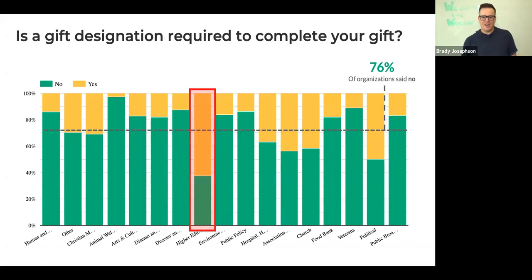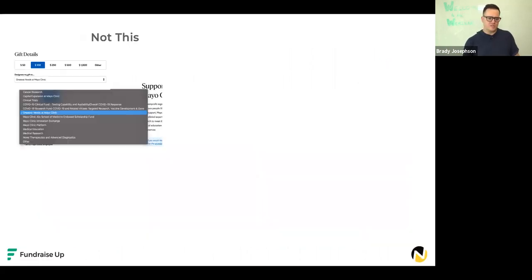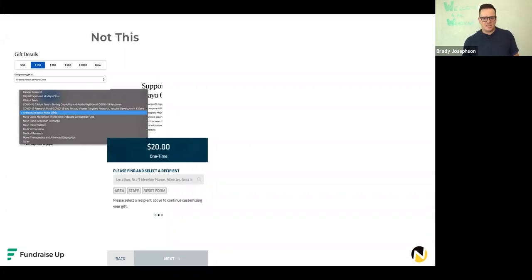And look at higher ed, the majority of higher eds require you, there is no kind of give where most needed. They require you to go out of your way to choose a gift designation, often again without a lot of context and clarity. An example that we saw of this comes from the Mayo Clinic. And you can see here in their dropdown, they have so many different options and ways for you to designate your gifts.